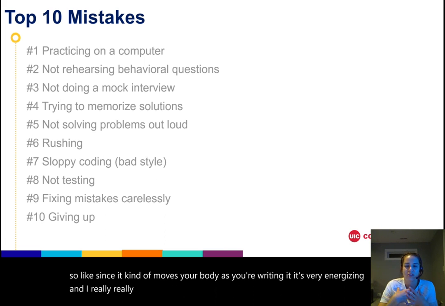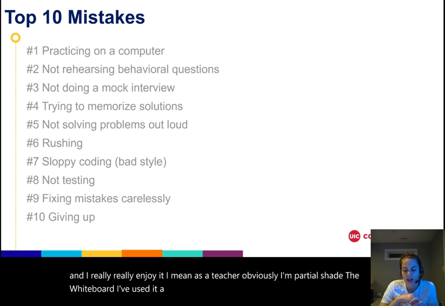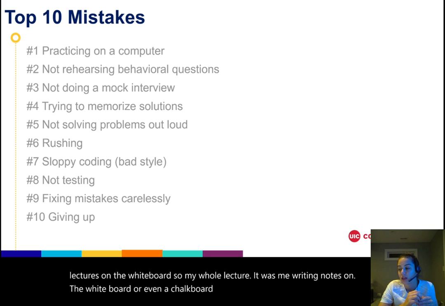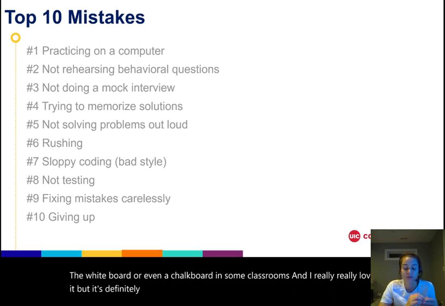I mean, as a teacher, obviously I'm partial to the whiteboard. I've used it a lot throughout my career, and I used to do all my lectures on the whiteboard. So my whole lecture was me writing notes on the whiteboard, or even a chalkboard in some classrooms. And I really love it, but it's definitely a skill. So if you haven't done it before, it's really tough.